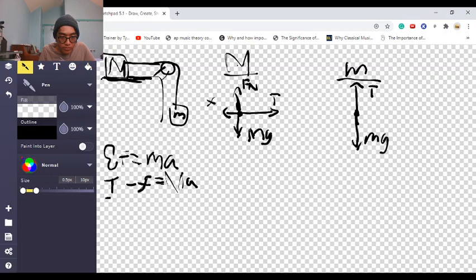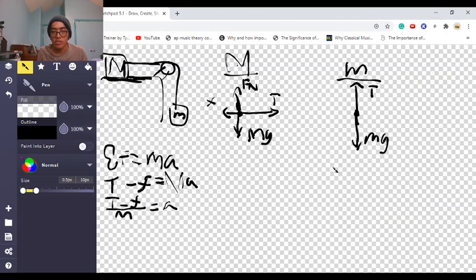Of course, we need to get it in terms of our gravitational constant. But as of right now, we know that the tension minus the friction over the mass of big M equals acceleration. So now we need to find a way to get rid of this tension and this frictional force. Let's solve for tension over here.